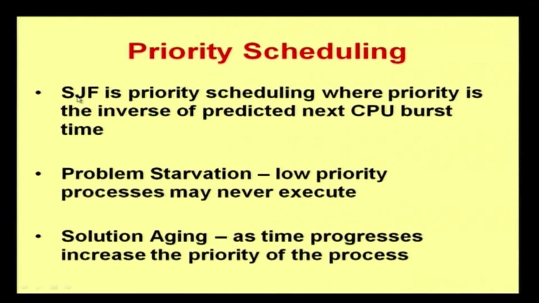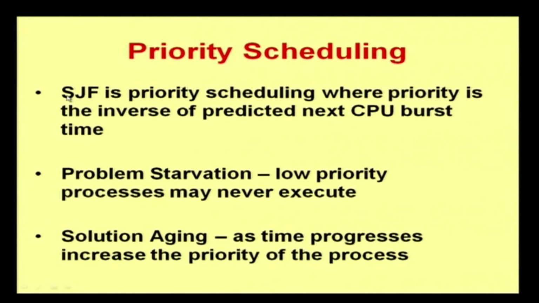So SJF is also a priority scheduling. What do you mean by SJF? SJF is the shortest job first. In the shortest job first, we take the process that completes its execution within the minimum time frame. That set of processes we call the shortest job. So that gets the maximum priority and is taken first, and then we move on to the second.